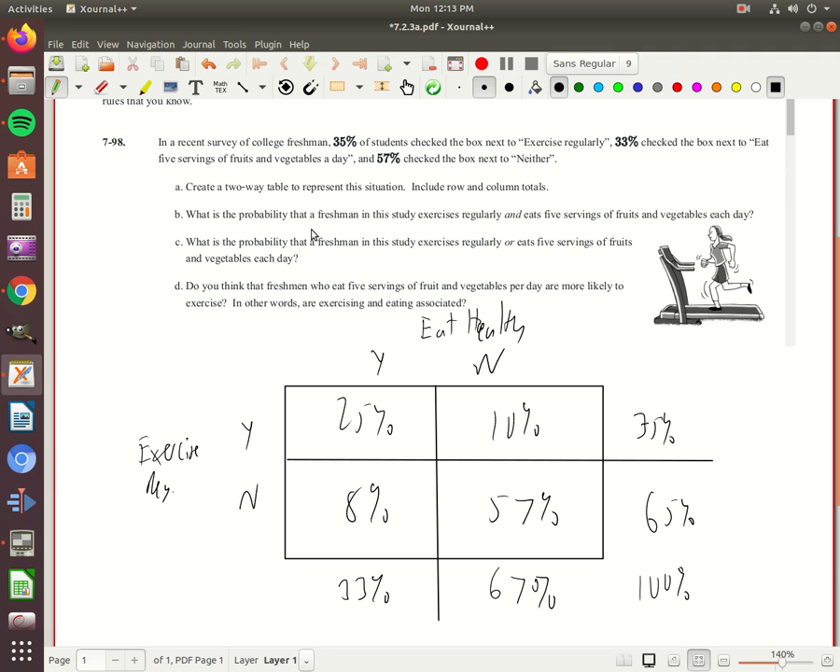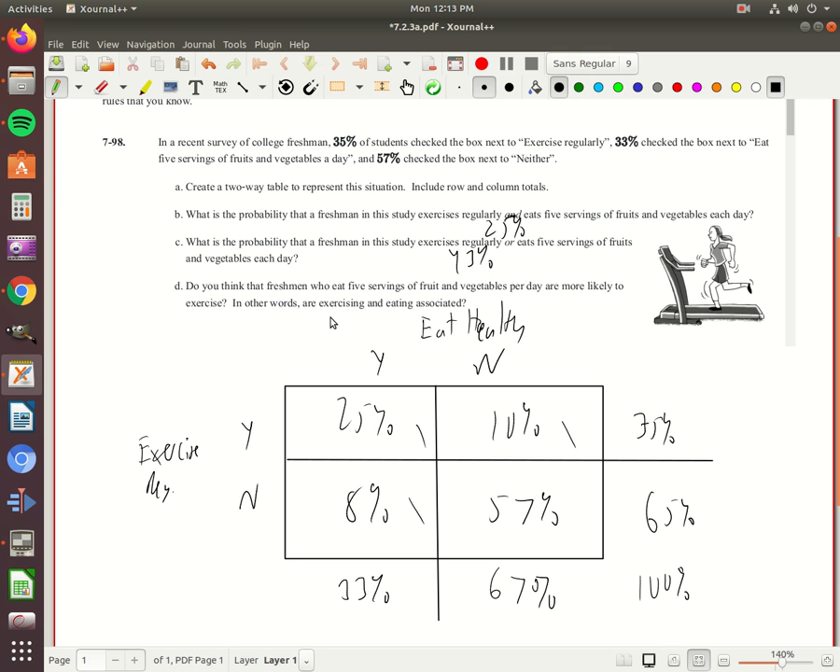So what's the probability that a freshman in this study exercises regularly and eats 5 servings of fruits and vegetables? Right there, 25%. Does both. It's an and question. Has to eat healthy and exercise. All right, so what's the probability that a freshman exercises regularly or eats 5 servings? Well, now we're going to add all these up, right? 25, 33, 43%. The other way to look at it would be to say 33 plus 35 is 68 minus the 25 that said both, and we get 43%.